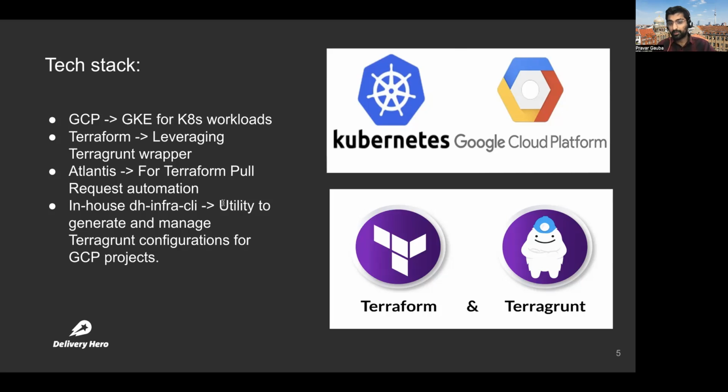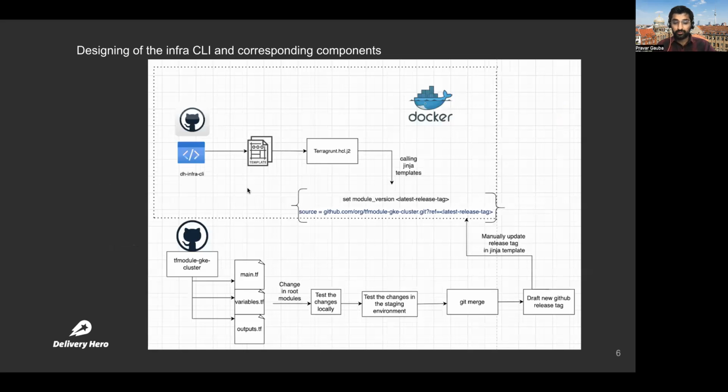And now comes the main part, our in-house DH Infra CLI. This is a utility to generate and manage Terragrunt configurations. So the main part here is the DH Infra CLI, which I'll be going ahead to explain in depth. And in the next steps, I'll show you how exactly this is designed.